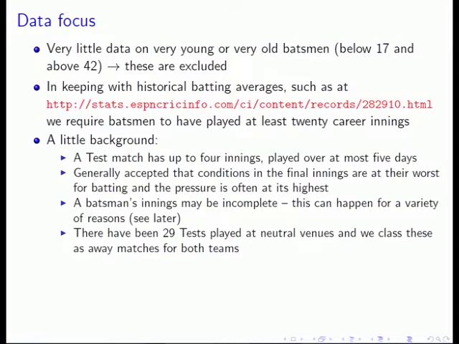So does everyone know about cricket? I know I didn't. Do you need all that? I didn't know about this.